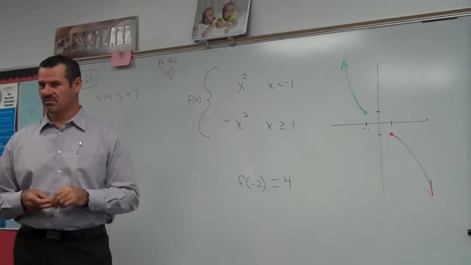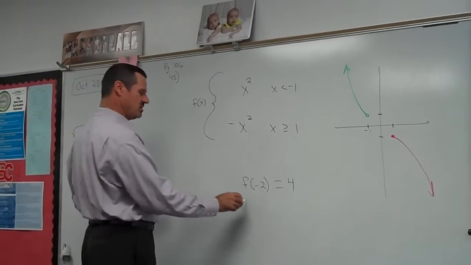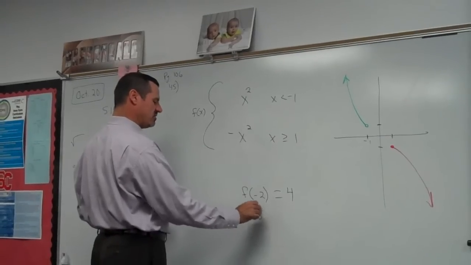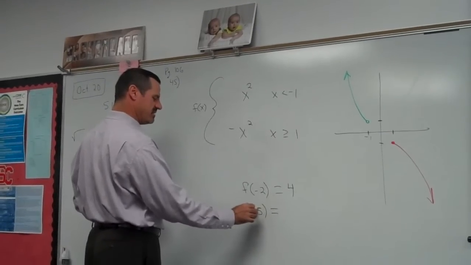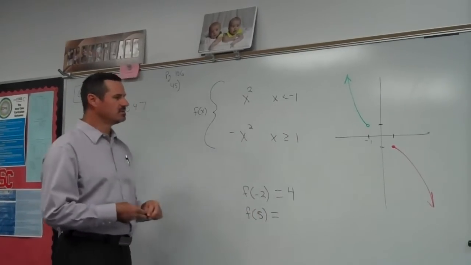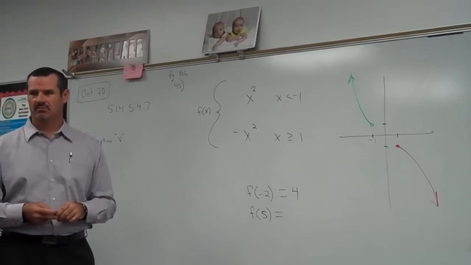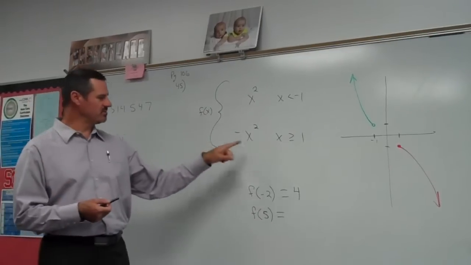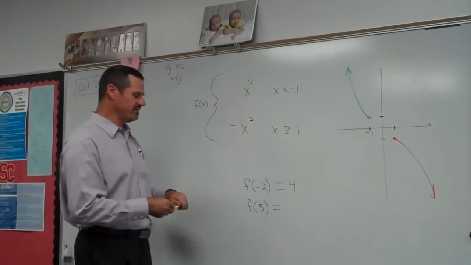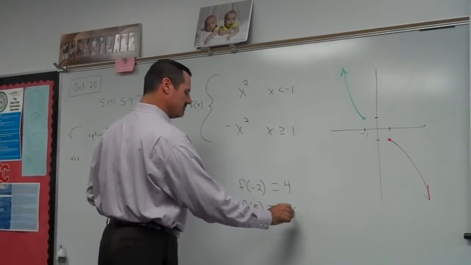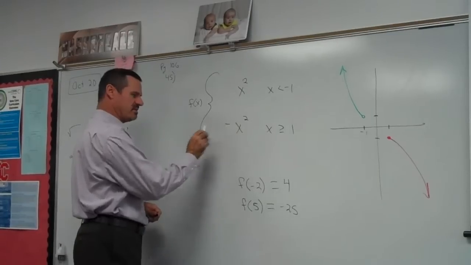Have I lost you? If I said to you, what's the function's value at 5? That's supposed to be a 5, not an S. Top one, bottom one. Okay, obviously it's the bottom one. So you put the 5 right there. Yeah, it's -25. 5 squared is 25, and then tack on the negative.